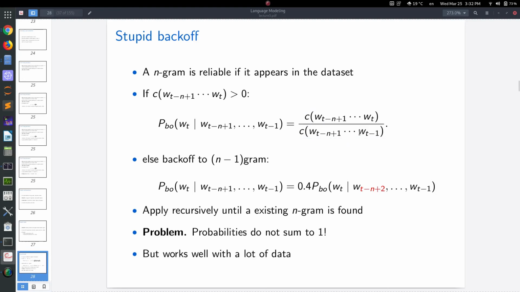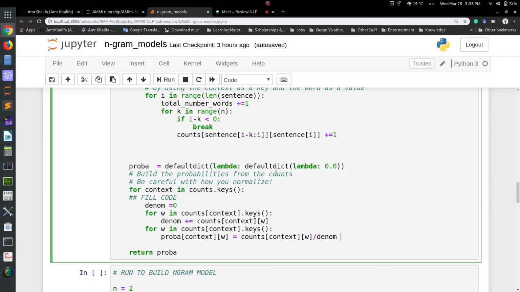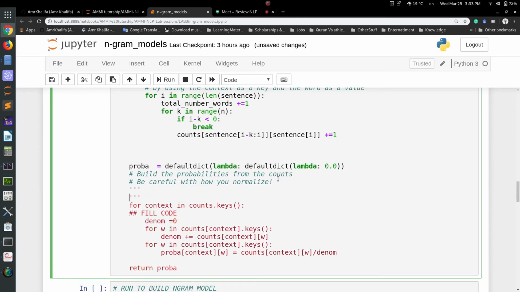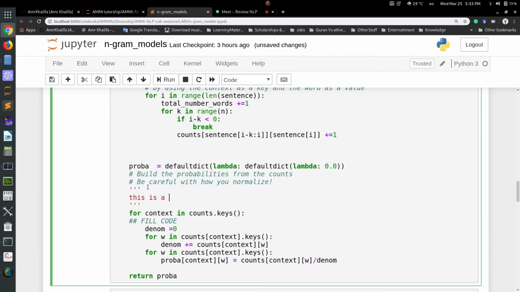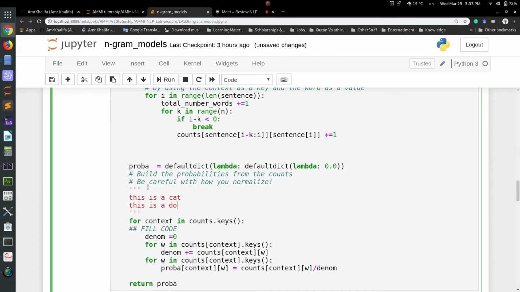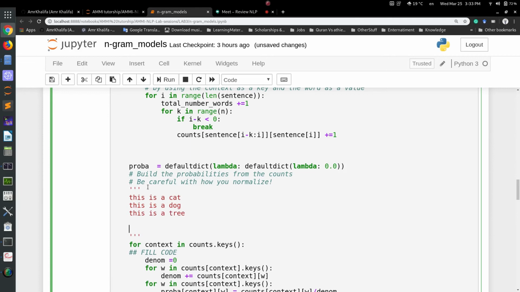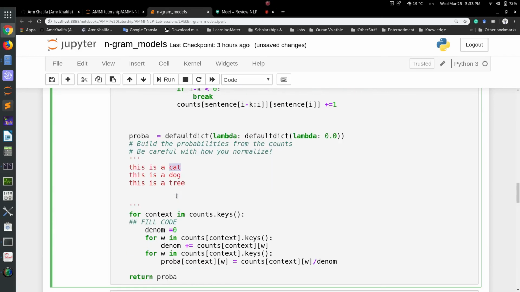So what I did here is I calculated the number of times every word appears after this history. It will give me the total number of times the history of the word appears. Let me show you an example. Suppose my dictionary has something like this is a cat, this is a dog, this is a tree. Now suppose I need to estimate the probability of cat given its history. From the dictionary I can get that directly because I can do counts of context of w. It will give me the number of times cat appears given its context.